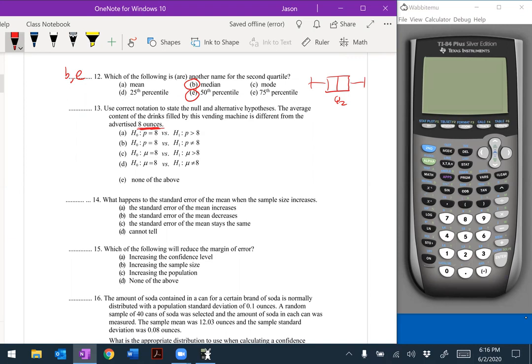Here, p is a proportion. A proportion is usually 0 to 100%, and it's usually a decimal. This p is equal to not a decimal, so I know that one's wrong right away. This p is also not equal to a decimal. No, it's not a p, it's a mu. It's an average. So use correct notation to state the null. What are we looking for? We're looking for different. Is mu greater than 8? Nope. So I'm going to go with D here.